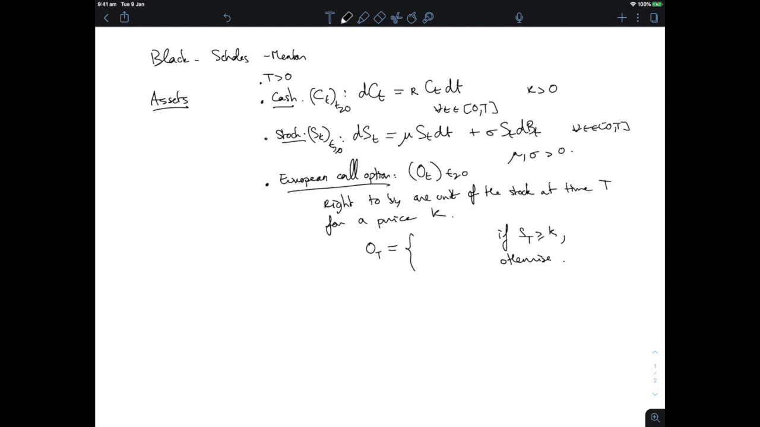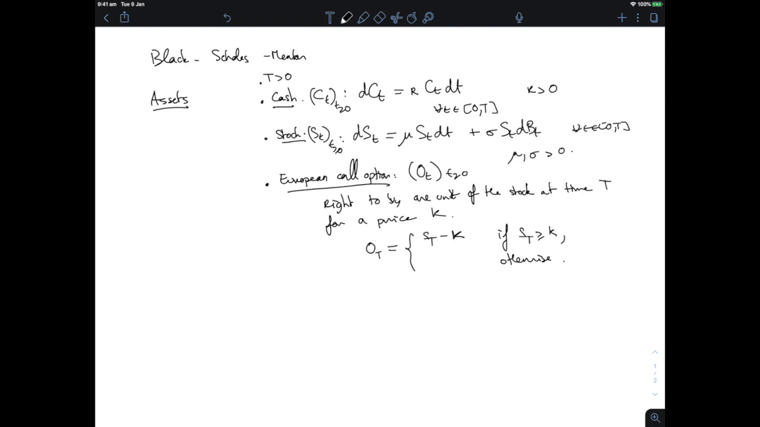So if you do exercise your right, if you use your option, you're making S_T minus K, right? Because you're buying the stock for K instead of S_T, and so you have the difference still in cash. So this is the value of the option at time capital T in the situation where it's a good thing to have the option, because it allows you to buy the stock for a cheaper price than the market price.